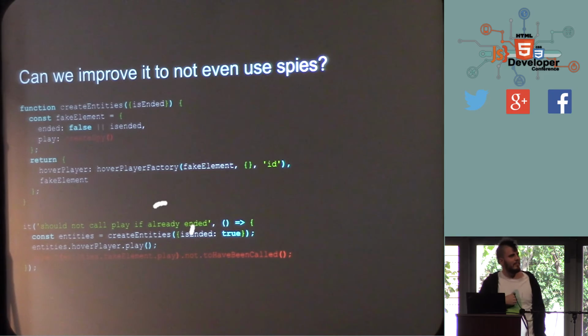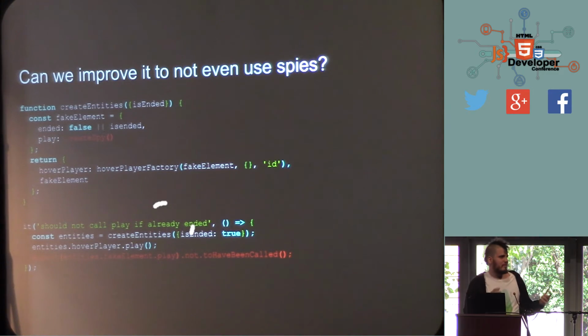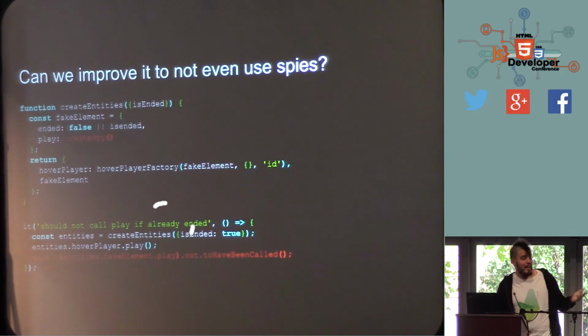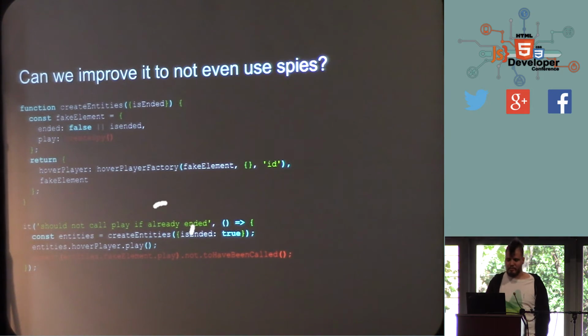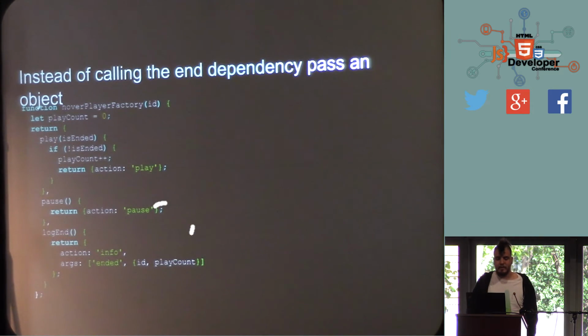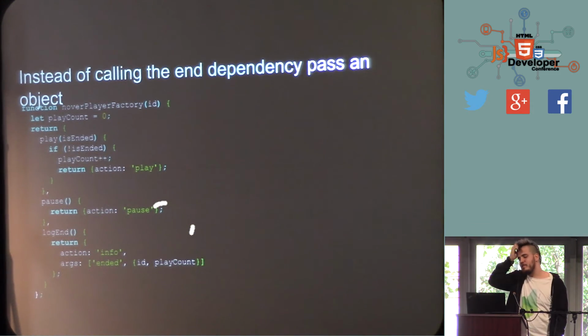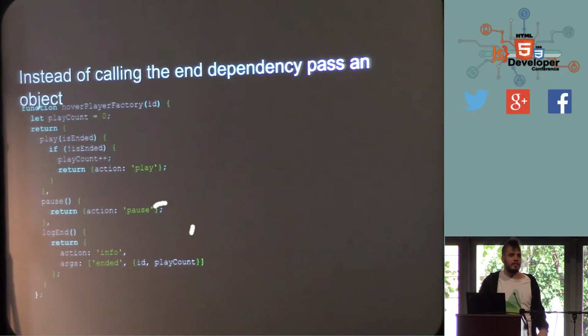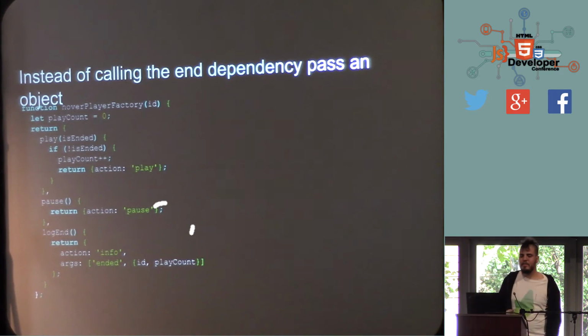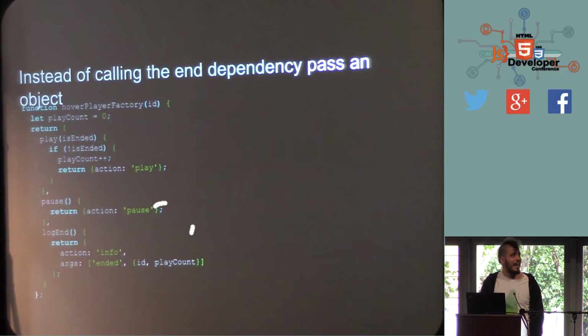But I still really don't like these spies, because you have to inject these fake things, you have to actually add a new library for spies and stuff. So there is a solution. Instead of calling the dependencies, so calling the functions of these entities, just pass an object. As you can see, right now I didn't inject any dependency. I just added the ID. And in the end, I just return an object. It's really easy.